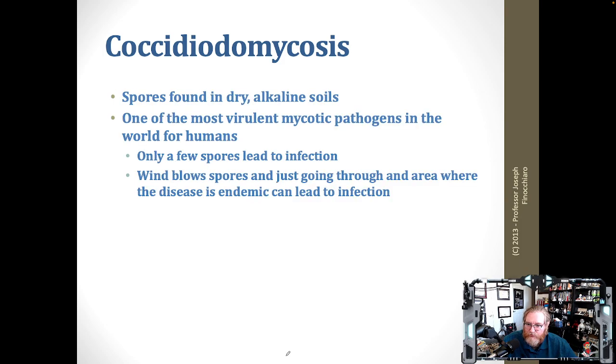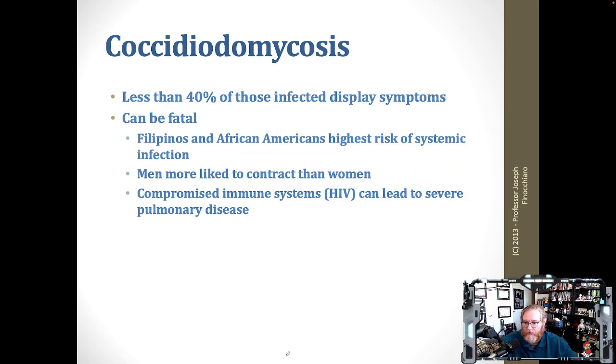Spores can be found in dry alkaline soils, and they are one of the most virulent mycotic pathogens in the world for humans. Only a few spores lead to infection, and windblown spores and just going through the area where the disease is endemic can lead to an infection. Wrong place, wrong time. Less than 40% of those infected display symptoms, and they can be fatal. Filipinos and African Americans are at the highest risk of systemic infection. Men are more likely to contract it than women. And a compromised immune system can lead to severe pulmonary disease.